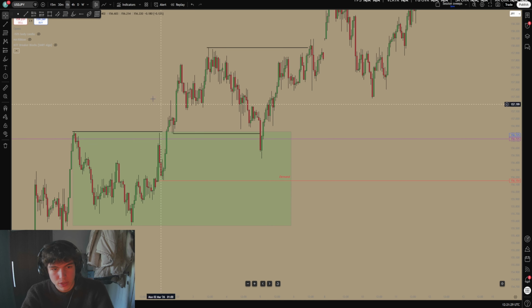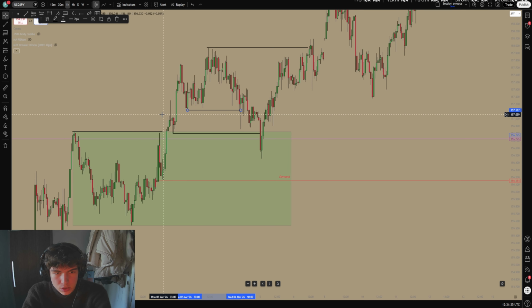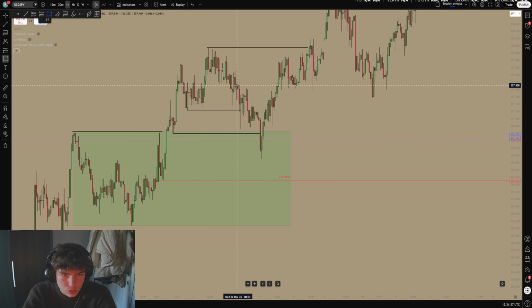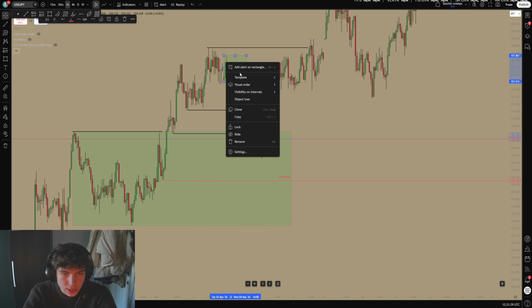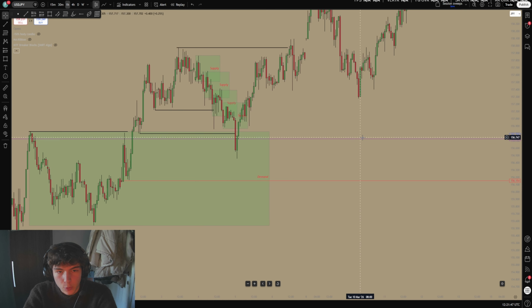Do we get a nice reaction? Or in this case, do we just push lower and we do not get a fractal break? In that case, we know that supply is currently in control in this leg, right? We have a buy before a sell, which is a supply zone. Here, same thing, buy before the sell, buy before the sell, buy before the sell.